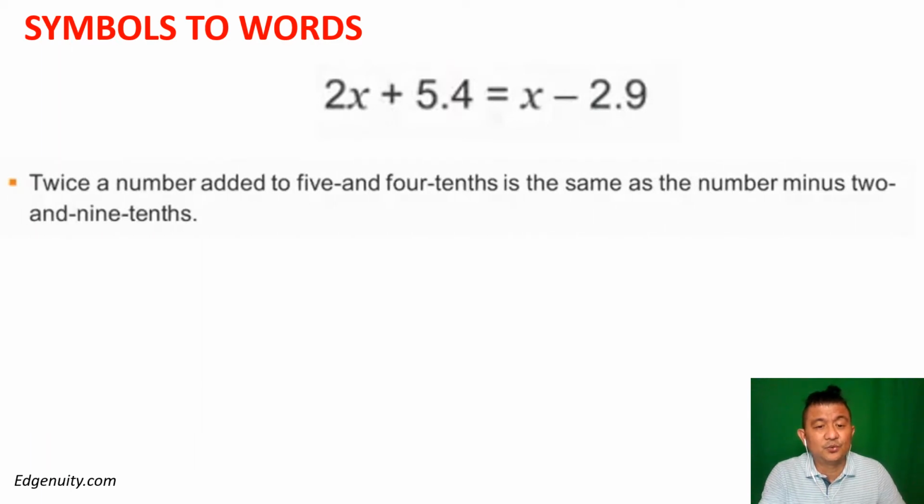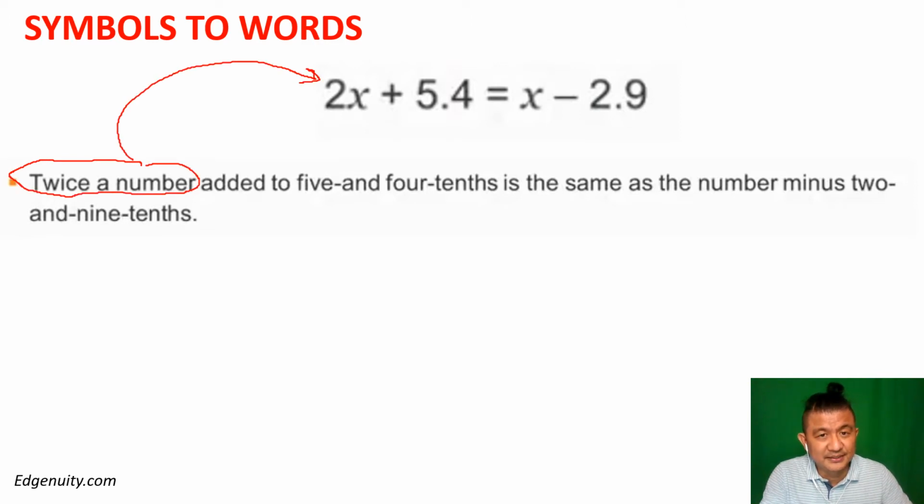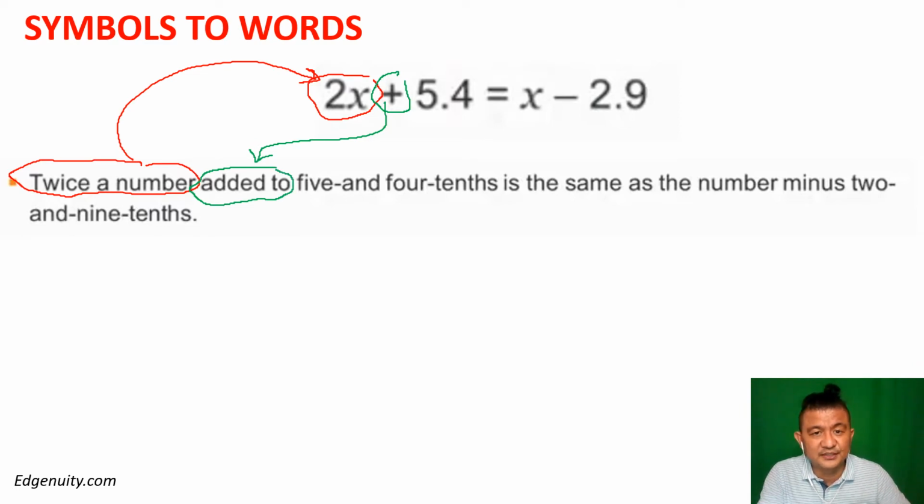All right, so this is one way. Twice a number. See that? Twice a number. That is represented by this. Okay? Added to. Added to. What symbol and words would relate to that word added to? Okay. All right. What else? 5 and 4 tenths. The words 5 and 4 tenths are obviously this one.